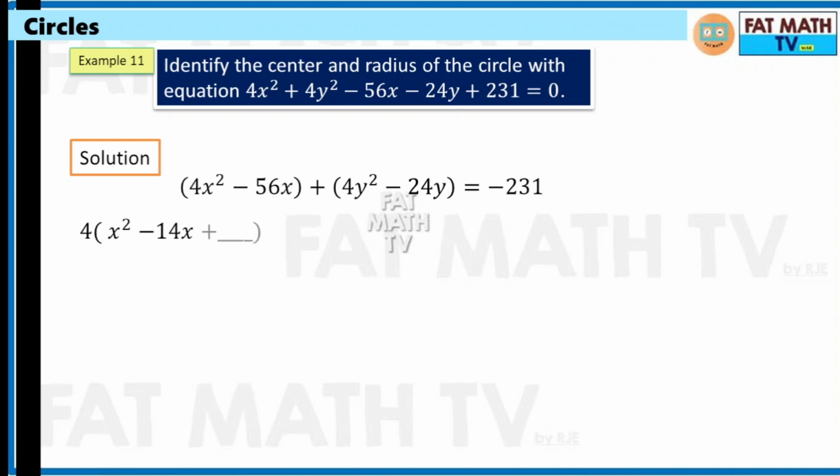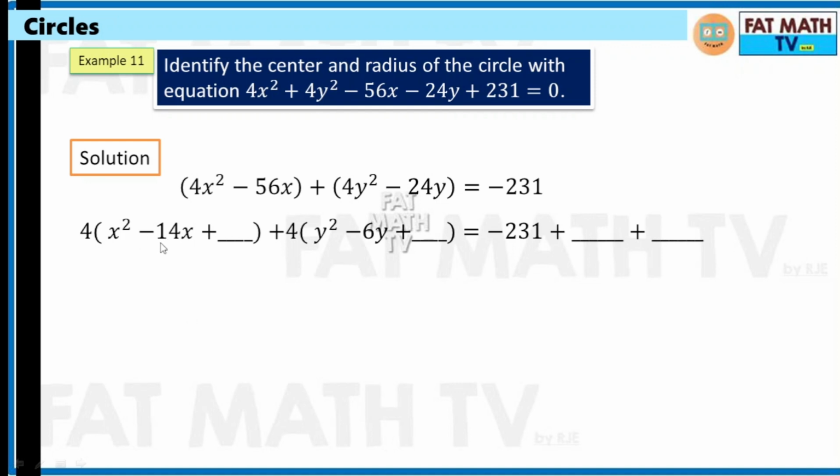And then after that, you have to add something to complete the perfect square trinomial. And you have to do the same for the y. Take out 4, so factor that out. 4y squared divided by 4 is y squared. Negative 24y divided by 4 is negative 6y. And add something to complete the perfect square trinomial equals negative 231 plus what you add here and what you add here.